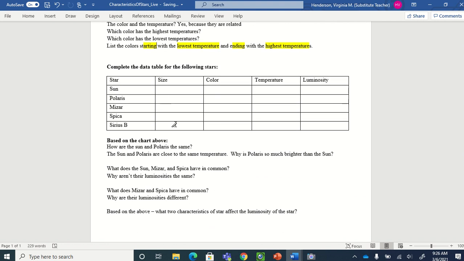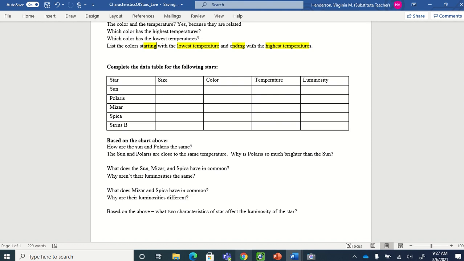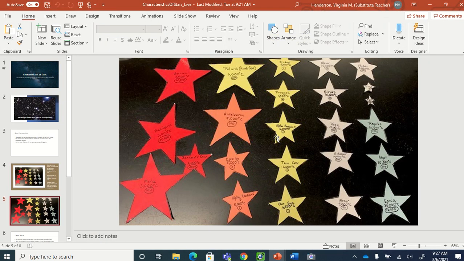So I'm going to jump down to this table because you guys were doing really awesome with that table on your own in class. However, I'm not sure how the boys and girls at home were doing. So if you guys need help with this, this is size, color, temperature, and luminosity, which is brightness. Okay, so I'm asking, what's the size of the sun? If you're looking at this PowerPoint, the sun is right here. These are small stars, these are medium stars, and these 5 right here are large. So all you have to do is write large, medium, or small.